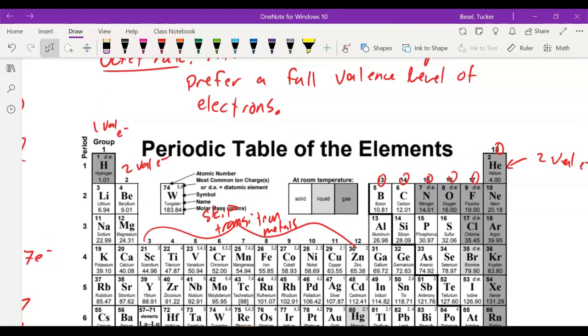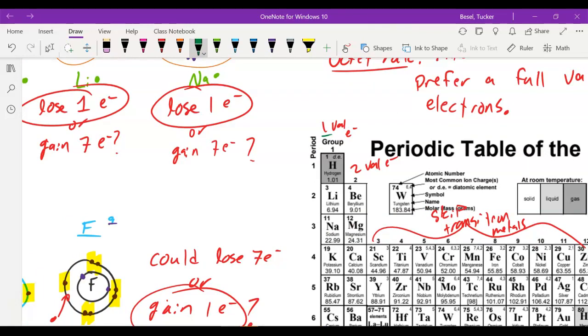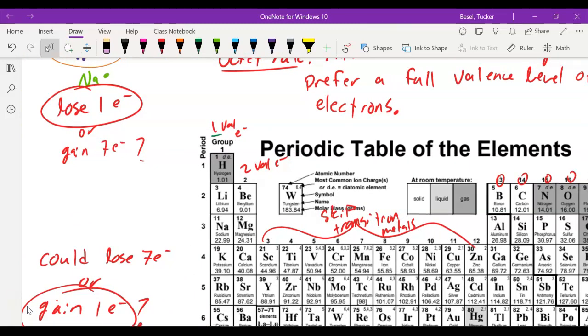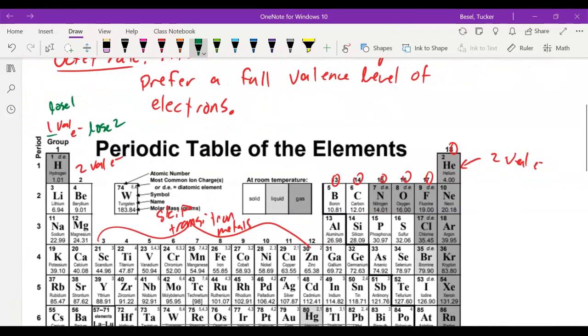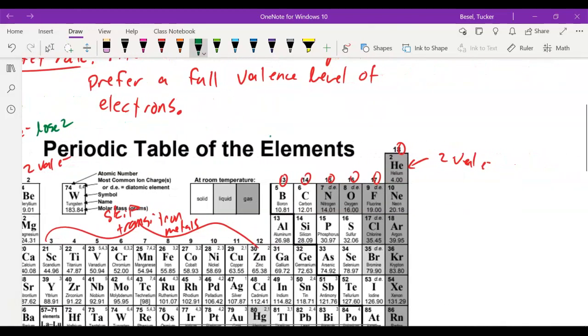Well, if you notice, if you have 1 valence electron, you could either lose 1 or gain 7 to achieve that full valence shell. And what you end up doing for each of these follows a pattern. You're going to lose 1. In this one, you're going to lose 2. Then we skip the transition metals. Over here, you're going to lose 3. Here, it's going to be plus or minus 4.